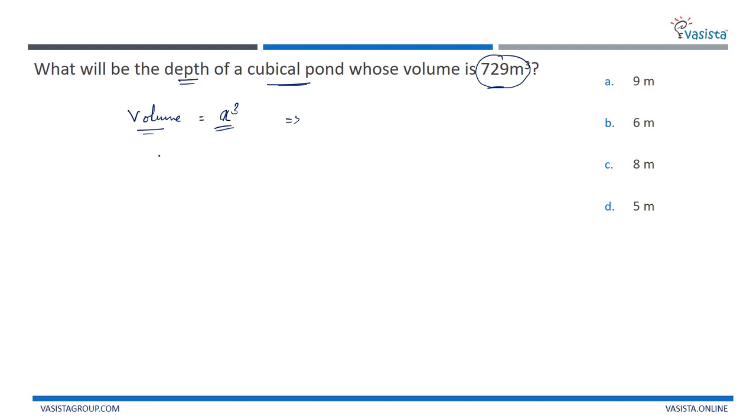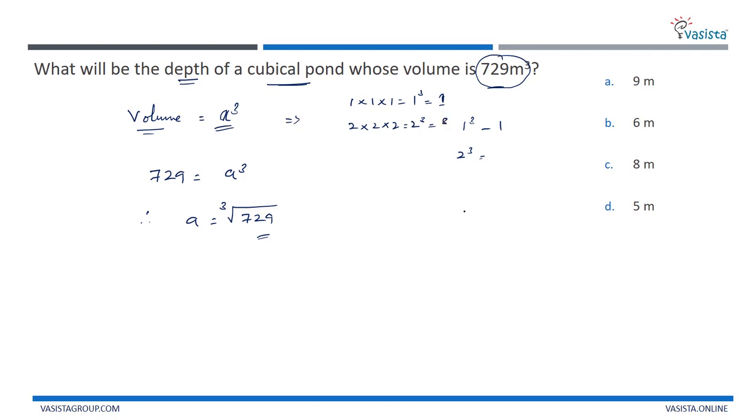Volume they have given. Volume is how much? That is 729 is equal to A cube. So therefore A is equal to cube root of 729. So 1 cube is how much? Cube means the number is multiplied 3 times, that is 1 into 1 into 1 is equal to 1, which is nothing but 1 cube. Similarly 2 into 2 into 2 is going to be 2 cube, which is going to be 8.